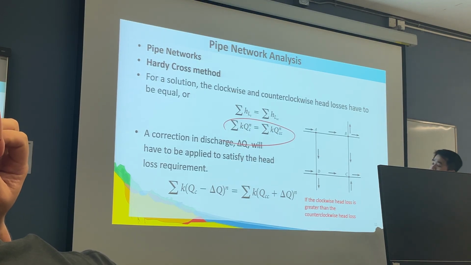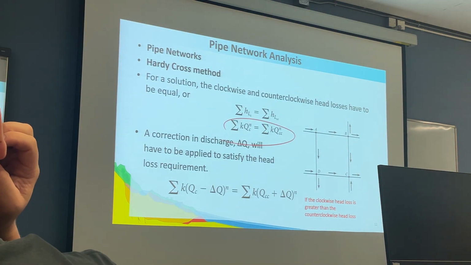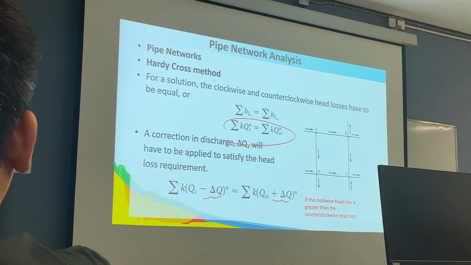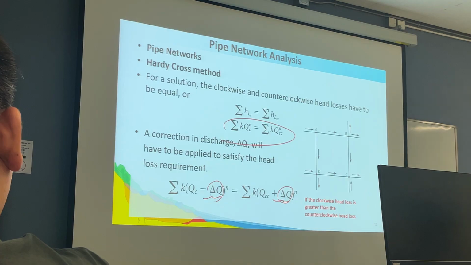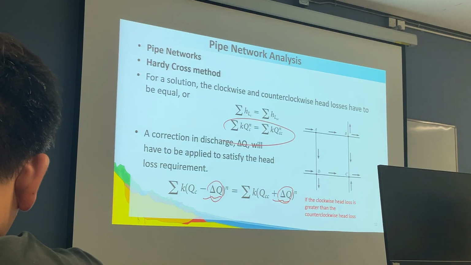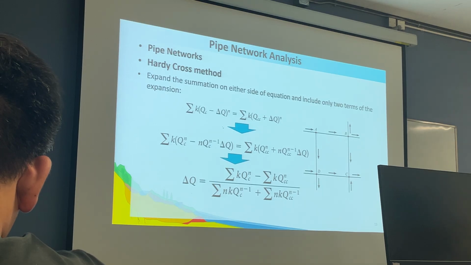Because we will use the Darcy-Weisbach equation, the n is usually taken as 2. Here we add the delta Q, the calibration factor for the discharge, to the clockwise direction pipes and subtract it from the counterclockwise pipes. Now this delta Q will be calculated by this equation.